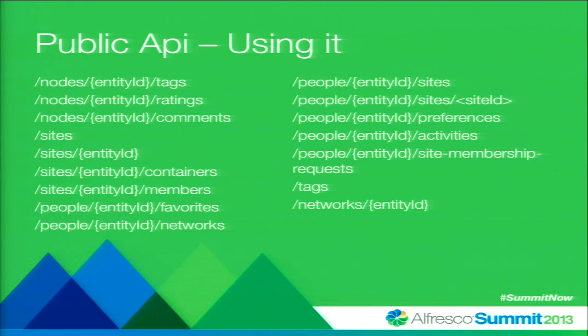And that's not an exhaustive list of the API calls. And I also realize it's not very clear. But if I read out some of those, you can do like node tags, node ratings, node comments, site members, people favorites, people activities, people site membership requests, and tags. So those are the standard API calls.